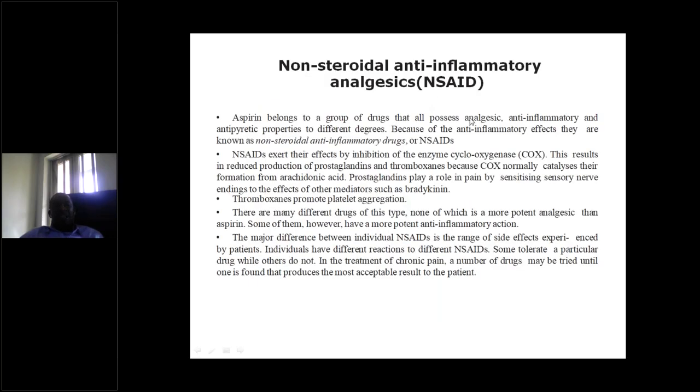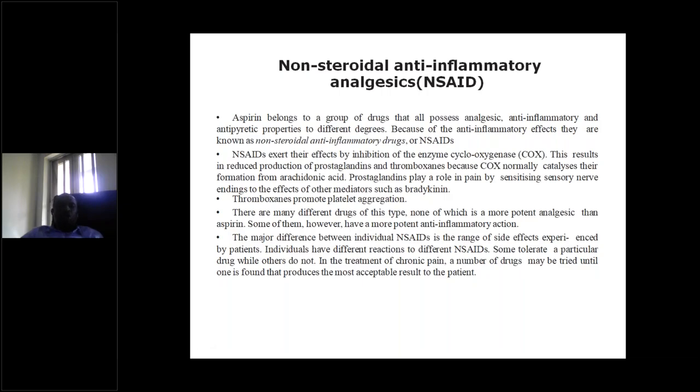So non-steroidal anti-inflammatory agents are called NSAIDs. They don't have steroid. Steroid is a chemical form. So anti-inflammatory agents that don't have steroid are called NSAIDs. How do they act? They act by inhibiting cyclooxygenase, so they are called COX inhibiting enzymes. When they inhibit COX, they inhibit prostaglandin, and so they will prevent pain.